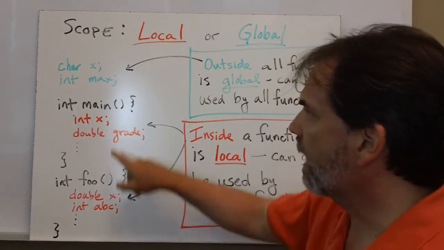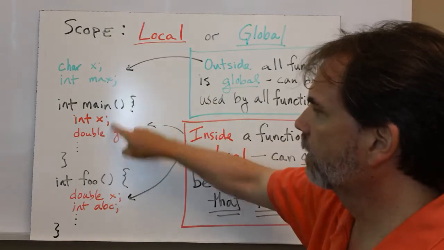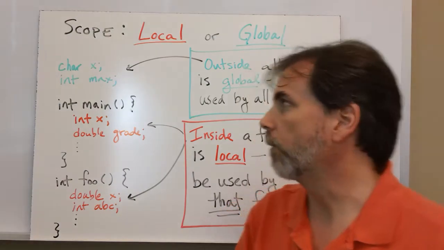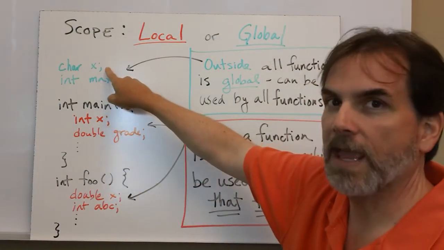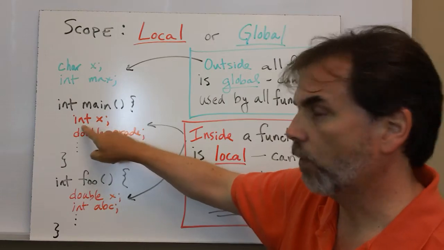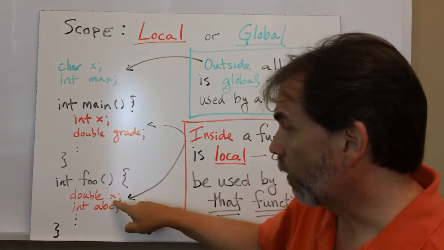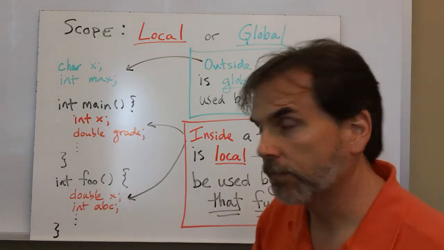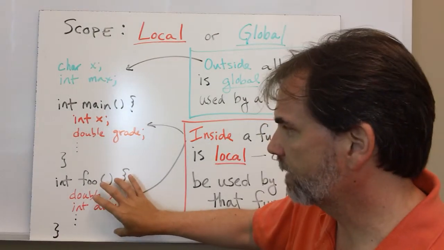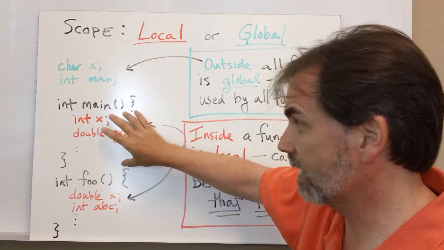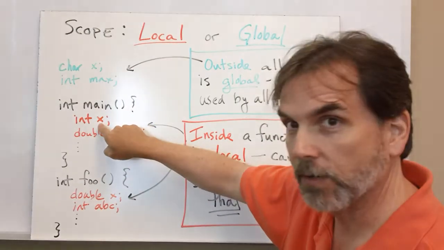Now you notice I have the same name, x, declared 3 different times. These are 3 different variables. This is a global variable x that holds a character. This is a local variable x that holds an integer. This is a local variable x for the foo function that holds a double value. Now when I'm in foo and I say x, this is the variable that I mean. When I'm in main and I say x, this is the variable that I mean.